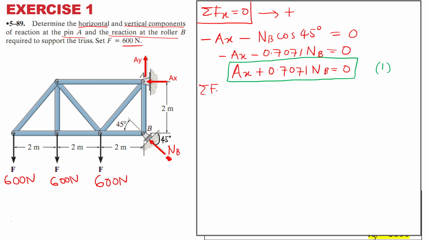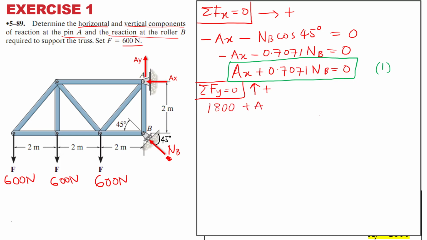Summation Fy equals 0. Going up is a positive. What time did we start just now? Going up is a positive. Okay, so 600, 600, add them up. We get 1200, 1800. Going up is a positive.